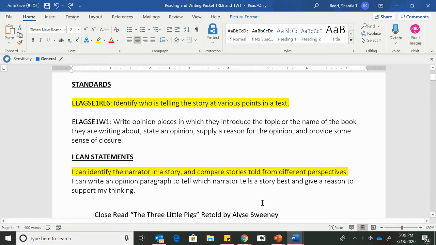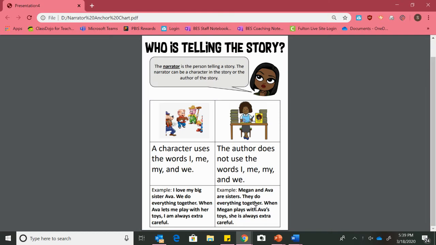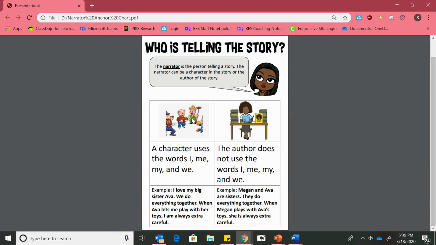Just to review what we learned in class, we learned that the narrator could be either a character in the story or the author of the story. Our anchor chart, who is telling the story? The narrator is the person telling a story. The narrator can be a character in the story or the author of the story. In this graph, it just shows us a couple of ways to know who is telling the story.